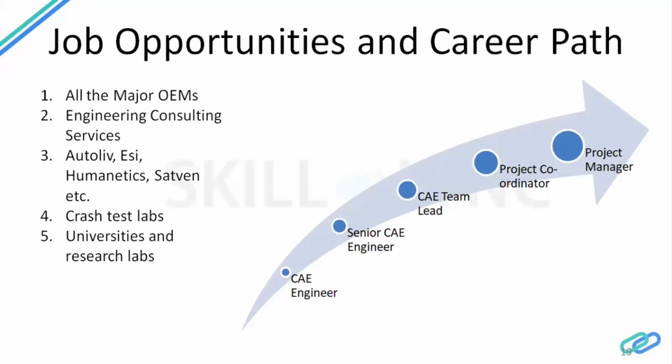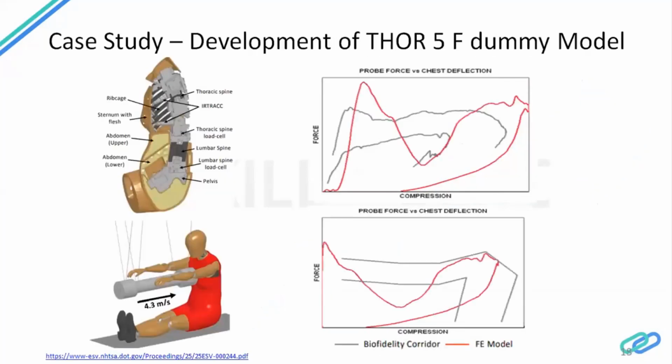Autoliv develops airbags and seat belts. Humanetics develops these kinds of dummy models, hardware as well as FEA.